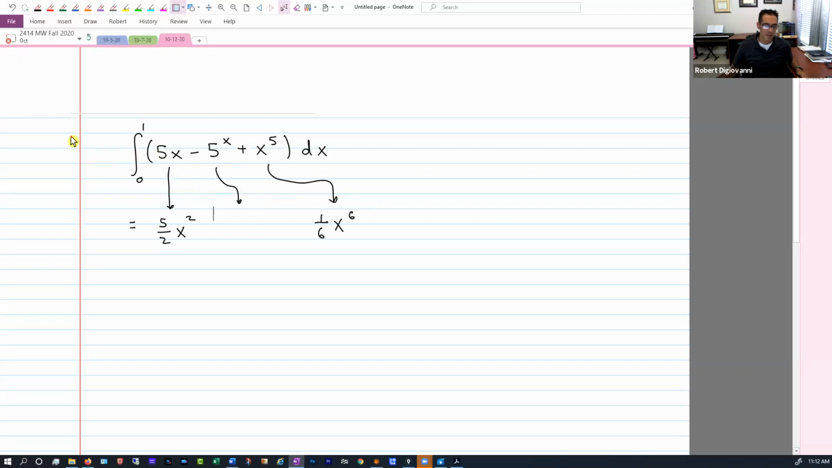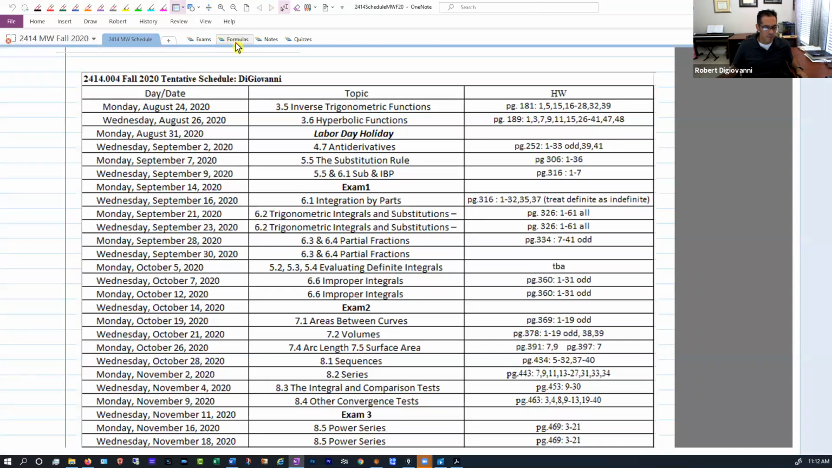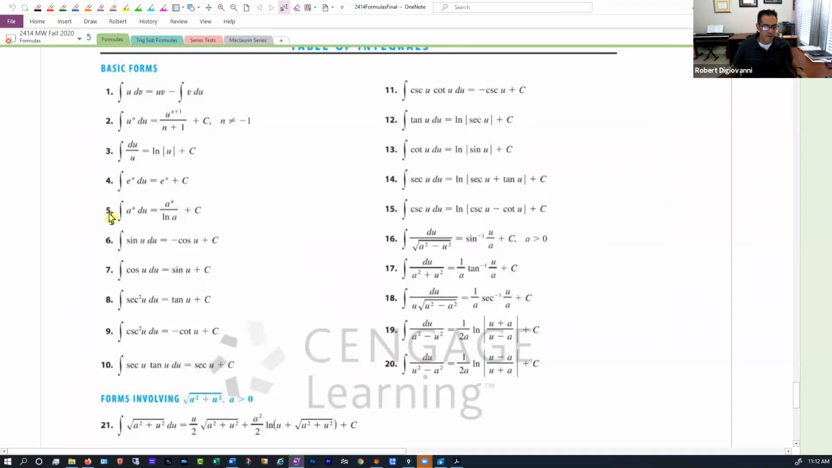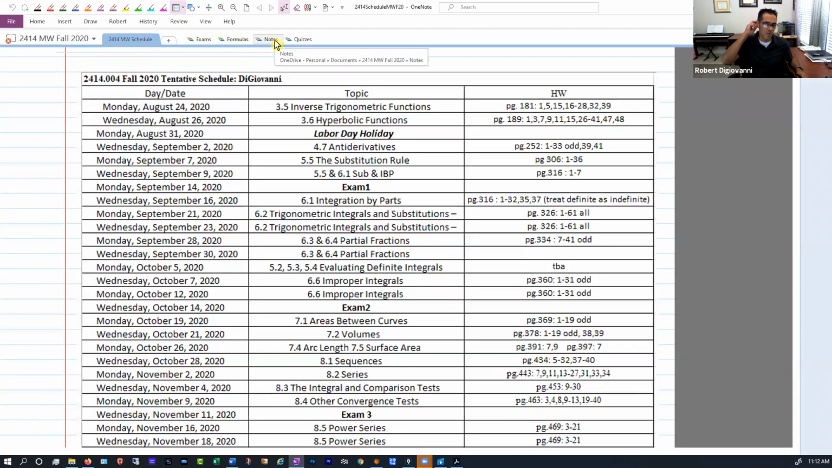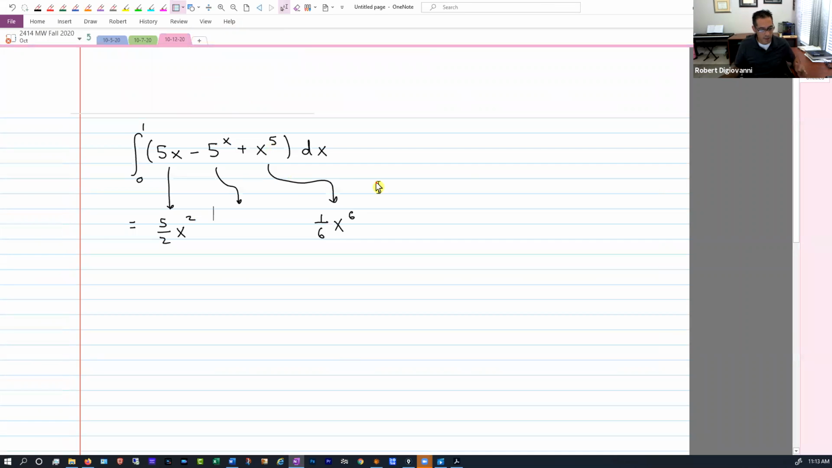5 raised to the x. So I see some people looking at their formula sheets. That's good. If you go to your formulas, formula number 5 is how you take the antiderivative of a number raised to your variable. So we have 5 raised to the x, so our antiderivative should be 5 to the x divided by the natural log of 5. So just be aware of that formula. You should recognize that from Cal 1, because you do take the derivative of that in Cal 1. Okay, so this is going to be minus 5 to the x over natural log 5.